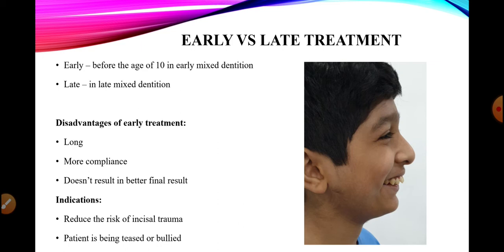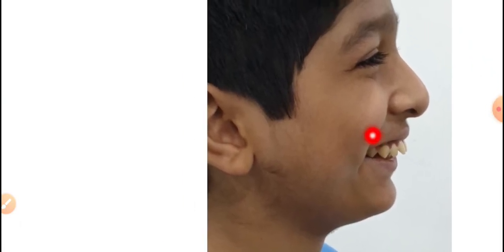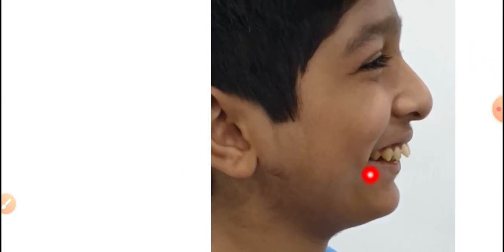But there are some circumstances in which you have to opt for the early treatment instead of the late treatment. So there are two major situations in which the early growth modification is advised as compared to the late growth modification. Number 1, when you have to reduce the risk of incisal trauma. For example, in this case, as we can see, there's a huge overjet with a very prominent upper incisor.